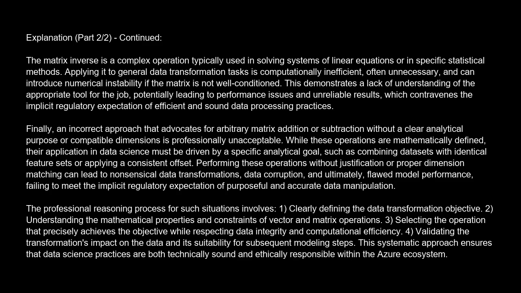The professional reasoning process for such situations involves: 1. Clearly defining the data transformation objective. 2. Understanding the mathematical properties and constraints of vector and matrix operations. 3. Selecting the operation that precisely achieves the objective while respecting data integrity and computational efficiency. 4. Validating the transformation's impact on the data and its suitability for subsequent modeling steps. This systematic approach ensures that data science practices are both technically sound and ethically responsible within the Azure ecosystem.